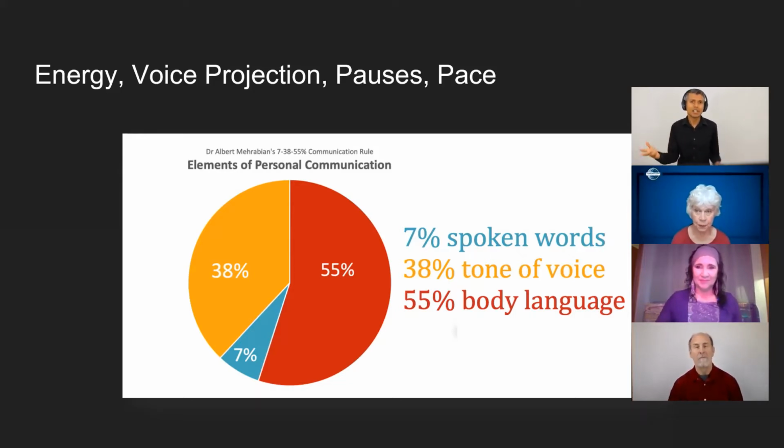The second thing, which we all know, is pauses. We can make a big impact by adding pauses and altering our pace. That also helps because it breaks the monotone voice, if we can go faster or sometimes slower. So remember, 38% of our communication is through tone of voice.